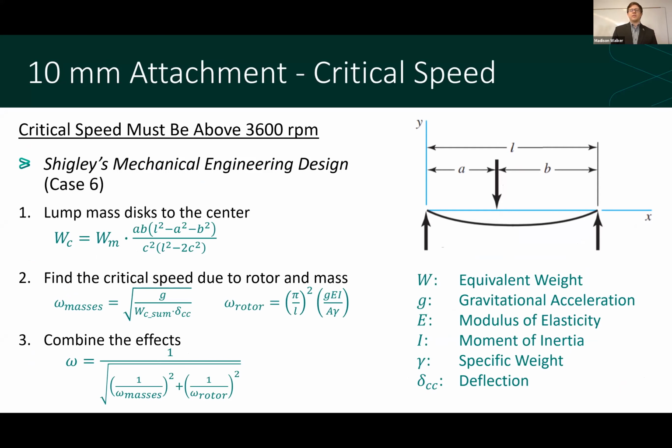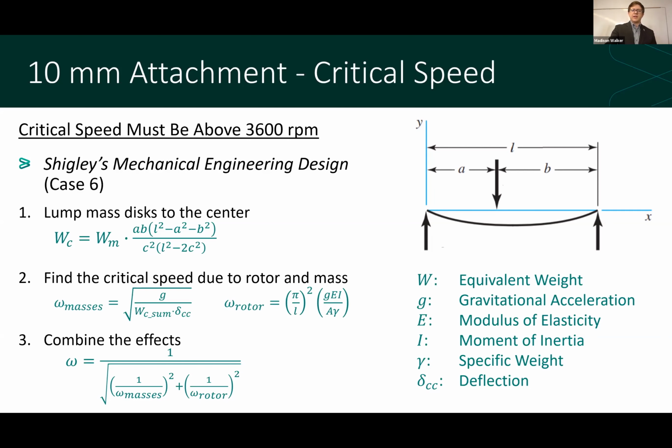Then we found the critical speed of just those masses on a rotor of negligible weight, and we found the critical speed of that. We found the critical speed of the rotor itself, and then in step 3, we combined them all together to find the overall critical speed.